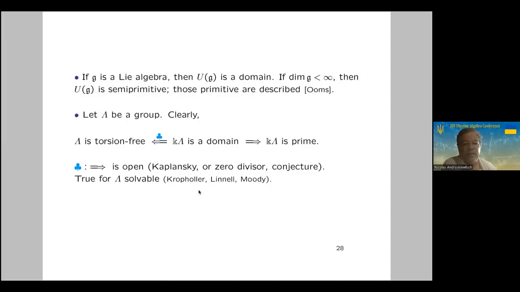For instance, for Lie algebras, U of g is a domain and U of g is semi-primitive. If you have a group lambda, then K lambda being a domain implies that lambda is torsion-free and implies that K lambda is prime, but the converse is an open question, a famous open question by Kaplansky called the Kaplansky zero divisor conjecture, meaning if lambda is torsion-free, it is not known whether K lambda is a domain.